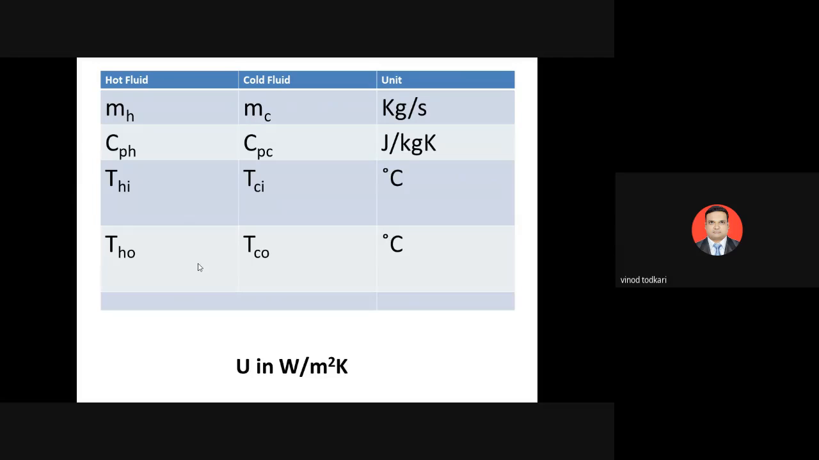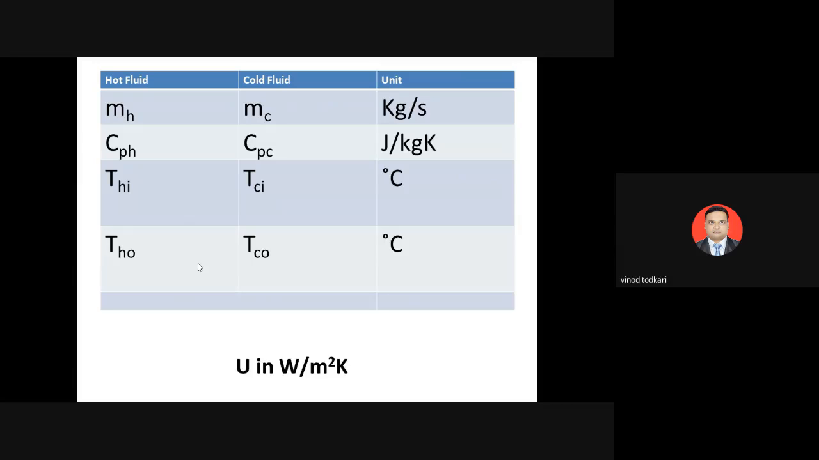When you note down this table, you need not note down column number 3, which is units. It is just for your sake of understanding. You can prepare only two columns: one for hot fluid and second for cold fluid. What will be the first row? It will be mass flow rates, that is MH and MC. They should be in kg per second. Then what is the second row?